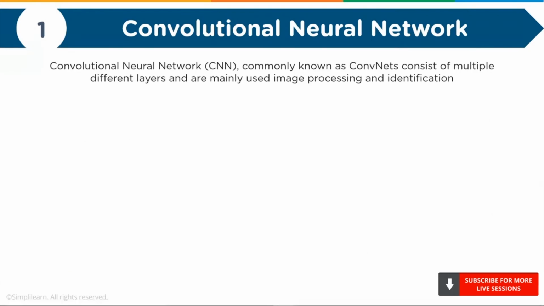A convolutional neural network, or CNN, also commonly known as convnets, consists of multiple different layers that are mainly used for image processing and object detection. Convolutional neural networks were first developed by Yann LeCun. The first convolutional neural network was called LeNet, created in 1988. It was used for recognizing characters like reading zip codes and digits.